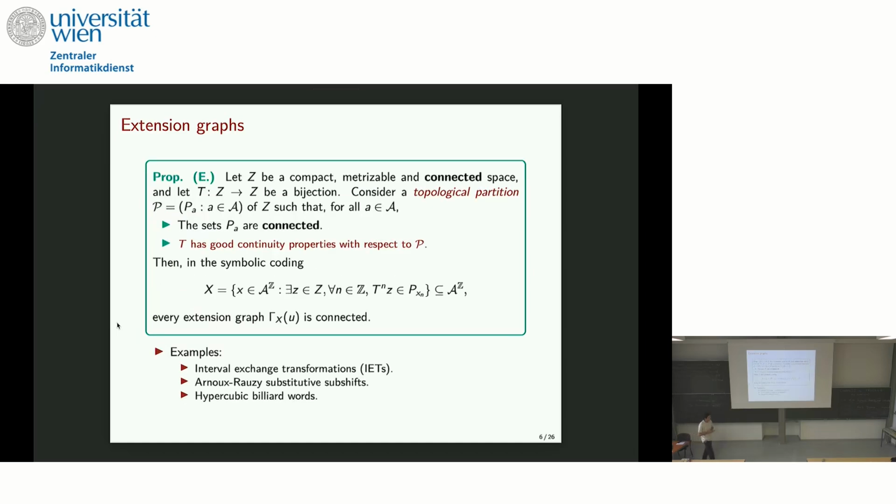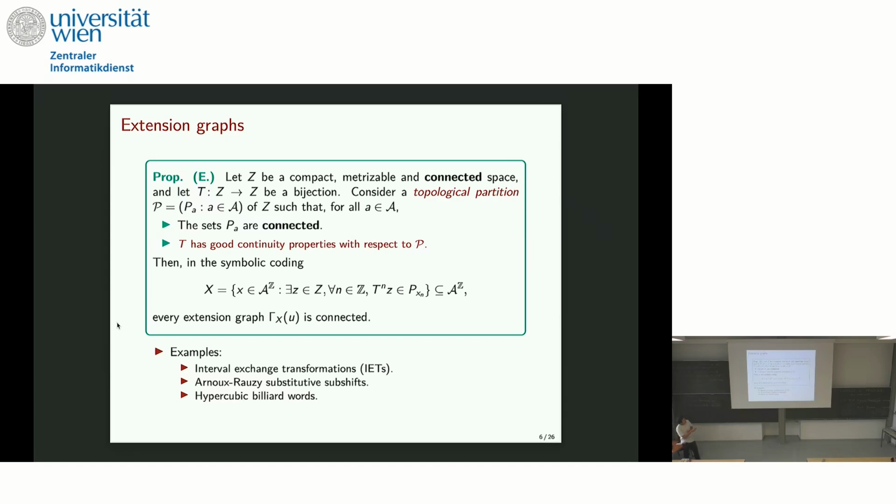Okay, and a much more general situation, which is a bit abstract, in which we can encode things using extension graphs is this one. So what do we have here? The idea is that we have a geometric system given by Z and the action T, and then we are going to define a symbolic coding, and we're going to say something about the symbolic coding.